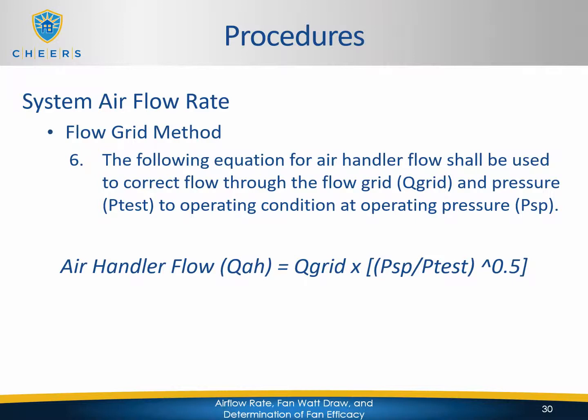The following equation for the air handler flow shall be used to correct flow through the flow grid, which is the Q grid, and the pressure, which is the P test, to operating conditions at operating pressure, which is PSP. So the formula is air handler flow, which is QAH, just like before, equals the Q grid times PSP divided by P test raised to the 0.5 power.